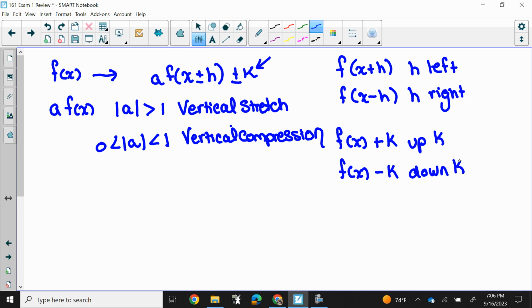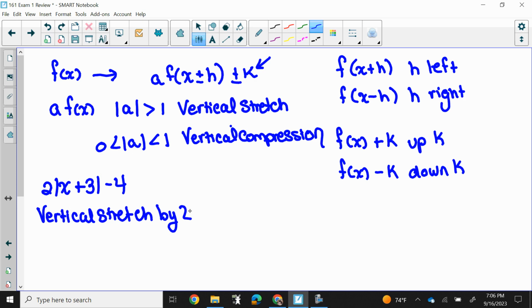So let's say we have a function like this. I'm going to give you two examples. So I have a function of 2 times the absolute value of x plus 3, minus 4. Let's take this bit by bit. This is a vertical stretch by a factor of 2, it's moved to the left 3 units, and then down 4.